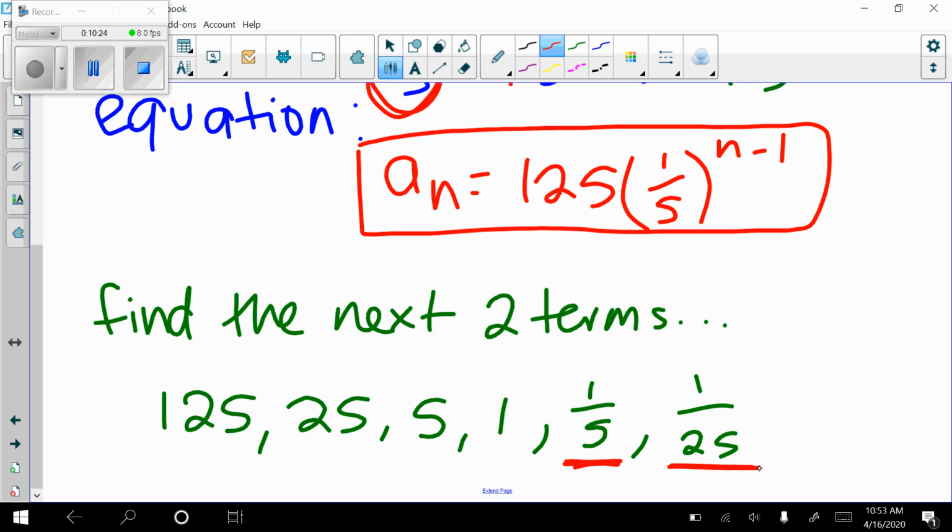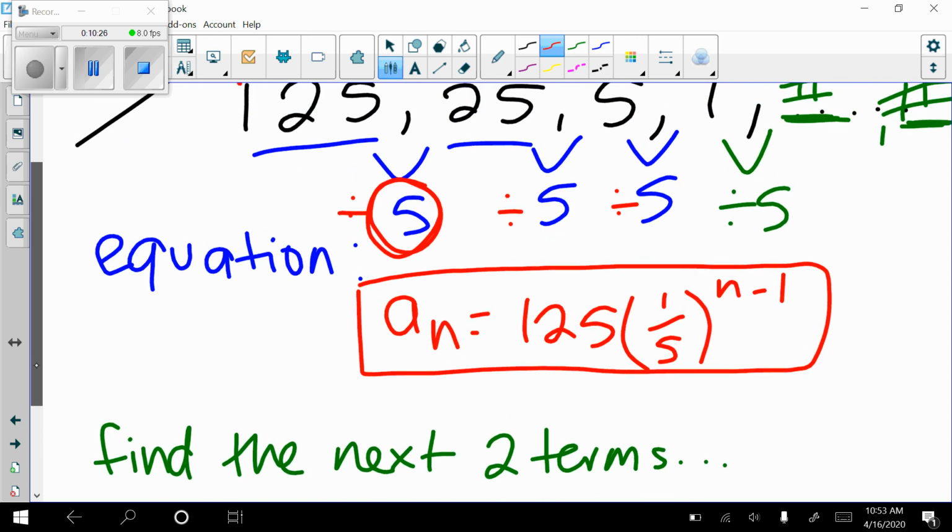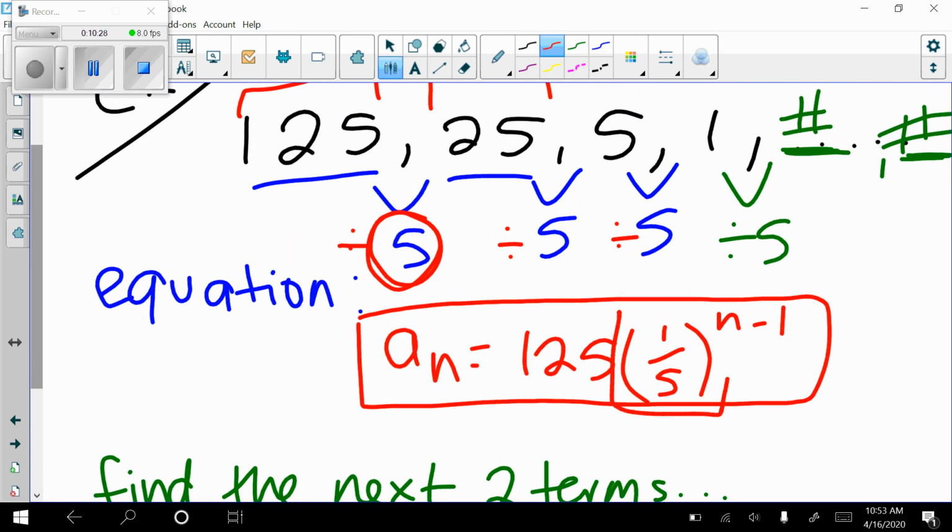And that's geometric sequence. So it's a little bit different. You're still multiplying, or we're still writing it as multiplication, but because you're dividing by a number, you just write it as a fraction.